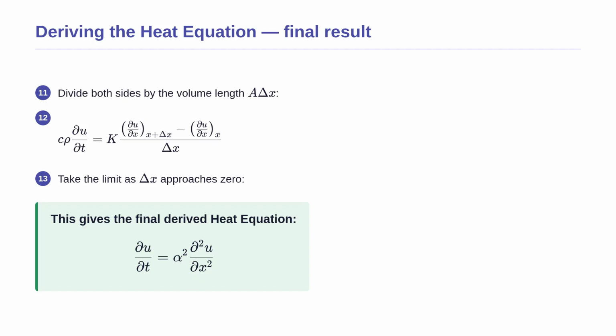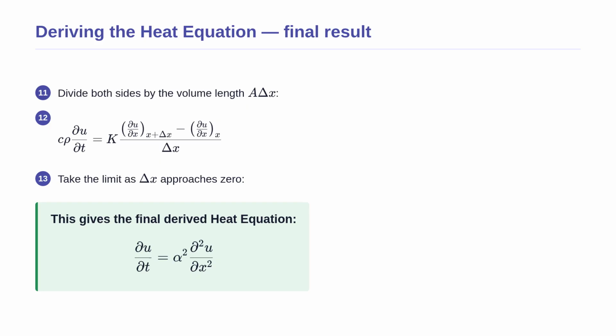This brings us to the final result of our derivation. We divide both sides of our balanced energy equation by the volume length, delta x. The right side now represents the difference between the first spatial derivatives at two closely spaced points, divided by the distance between them. As we shrink our tiny slice down so that delta x approaches 0, this fraction perfectly matches the formal mathematical definition of a second derivative.